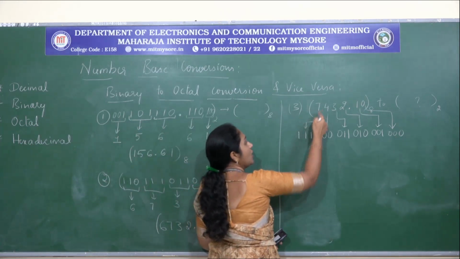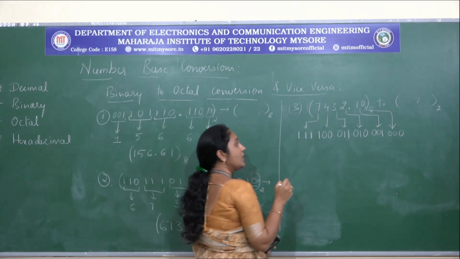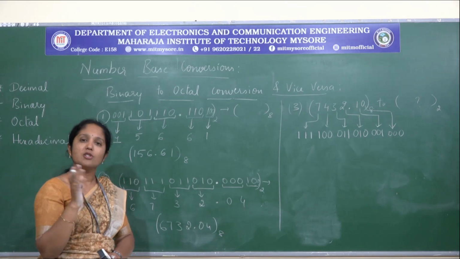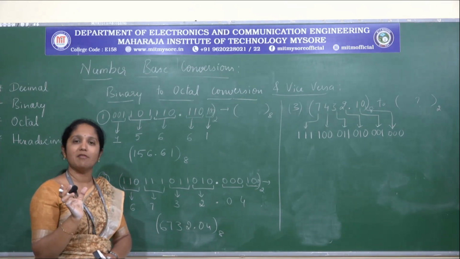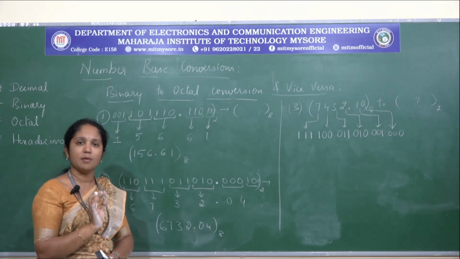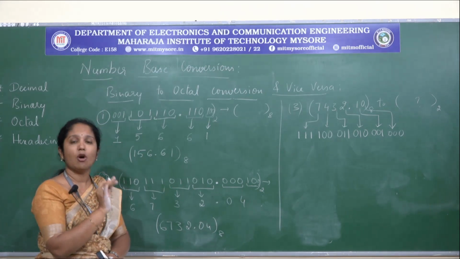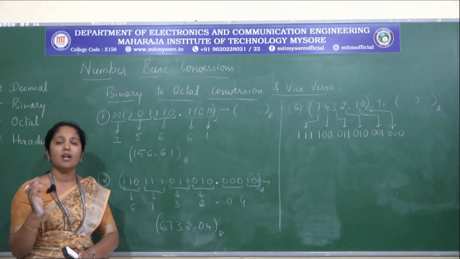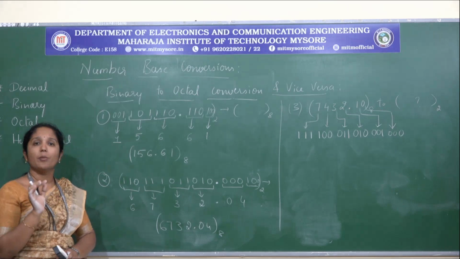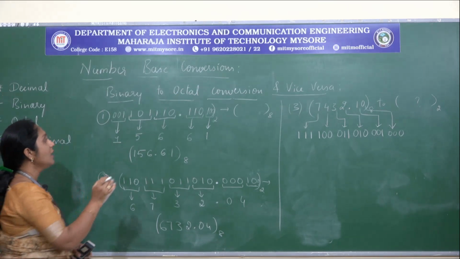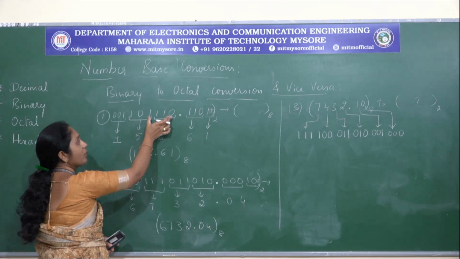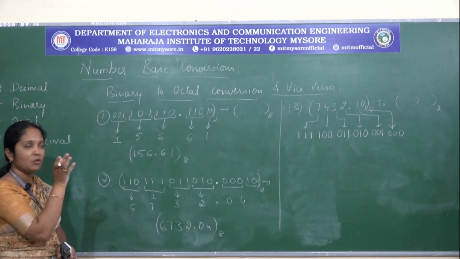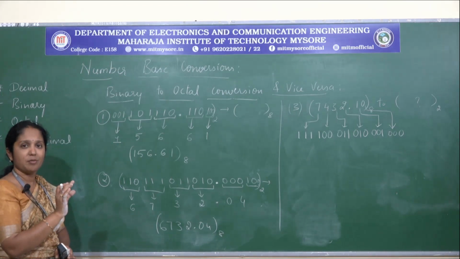We need to write the 3 bit equivalent for each digit. We consider only 3 bits because the octal number system consists of 0 to 7, so the maximum number is 7, and 7 can be represented using only 3 bits. Therefore we represent all the digits using only 3 bits. If you consider the hexadecimal number system, we follow the same procedure, but the difference is we make groups of 4 bits in the given binary sequence and write the equivalent of those 4 bits in the hexadecimal number system.